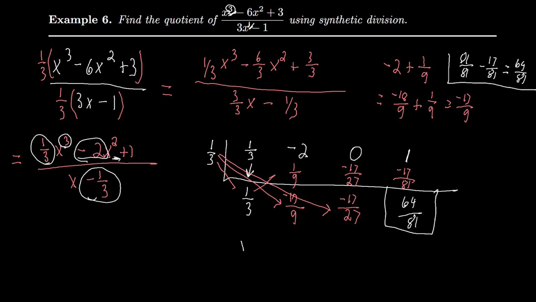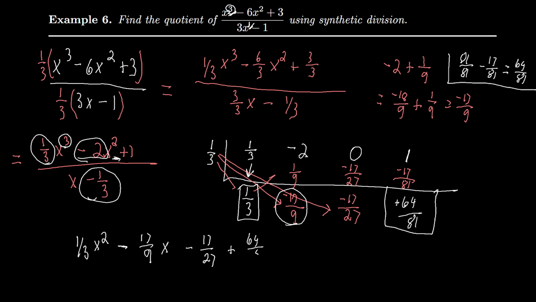So, we're going to end up writing this as, then, 1/3 x squared, okay, minus, because it's a negative term, minus 17/9 x, okay, minus 17 over 27, okay, plus, because this is positive, plus the remainder, 64 over 81, over the thing that we divided by. Not this thing that we divided by, though. This thing that we divided by.